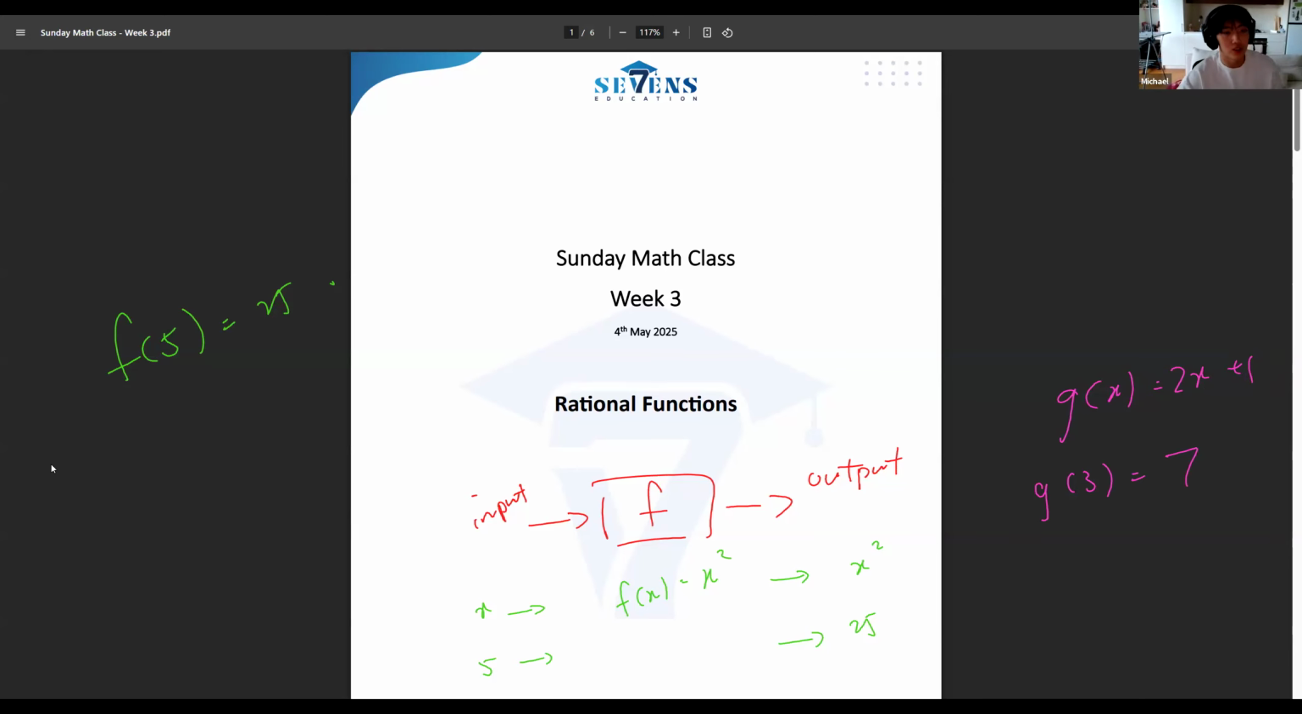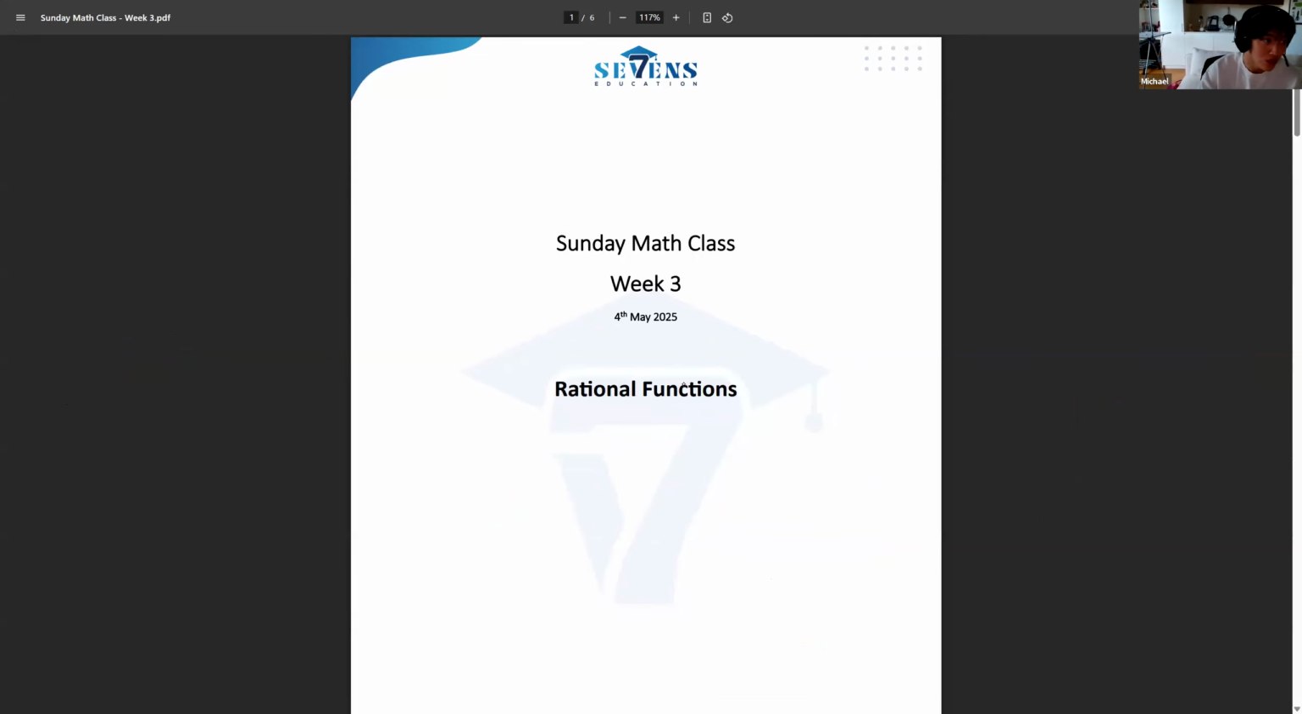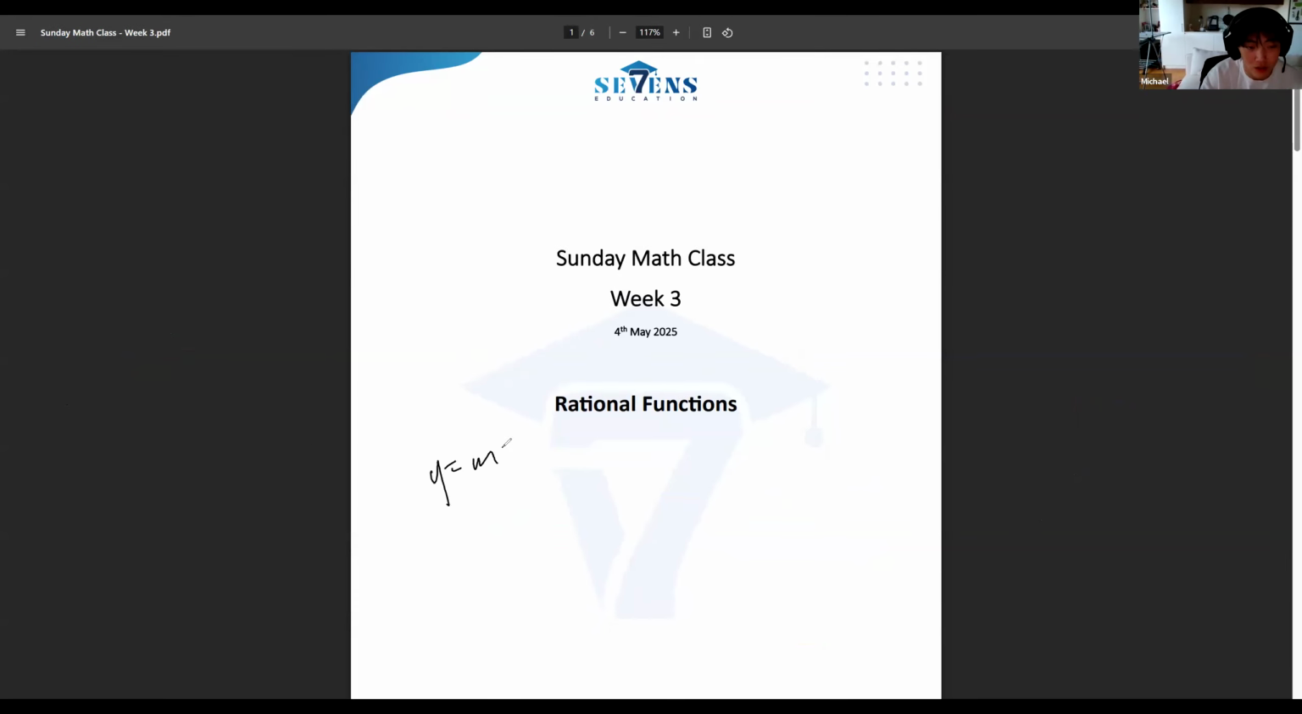So that's a quick revision on functions. And today we're looking at a specific type of function, which is called rational functions. Okay. So what did we do before? We did linear functions, or linear equations. We have y equals mx plus c.